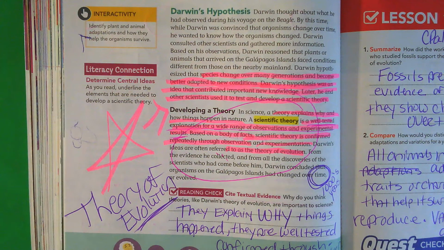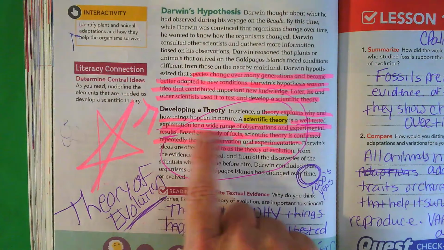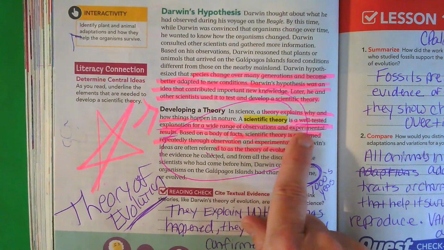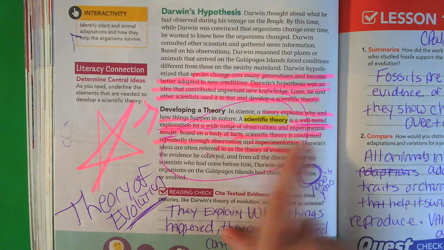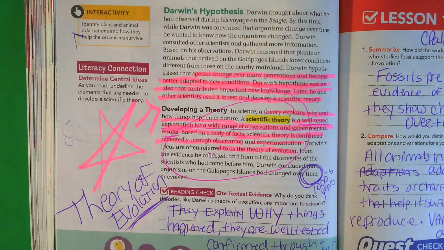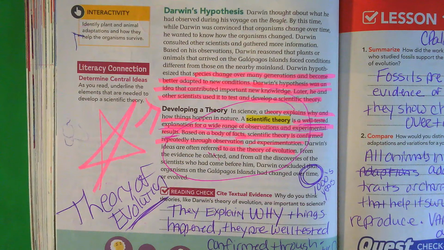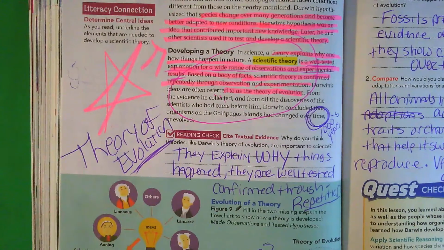So what's the difference between a theory and a law? A theory is a well-tested explanation for a wide range of observations and experiments. Based on the body of facts, a scientific theory is confirmed repetitively through observation and experimentation. Darwin's ideas are often referred to as the theory of evolution. And you know what? When Darwin talks about time, we're not talking about last week. We're not talking about last year. We're talking thousands of years ago. So when you hear about time in this topic that we're on right now, it's a big amount of time, no short amount of time.